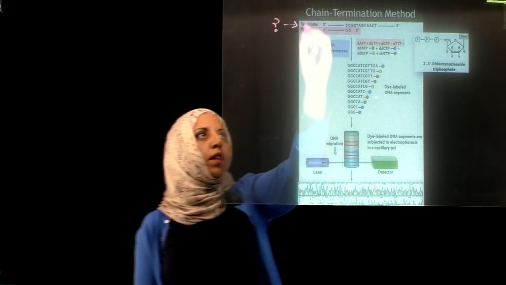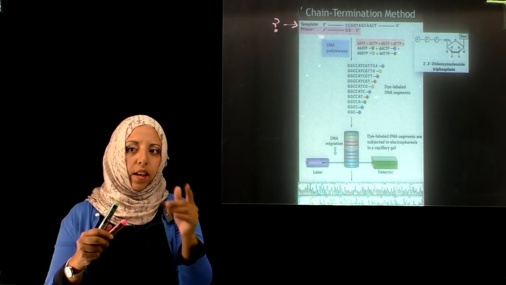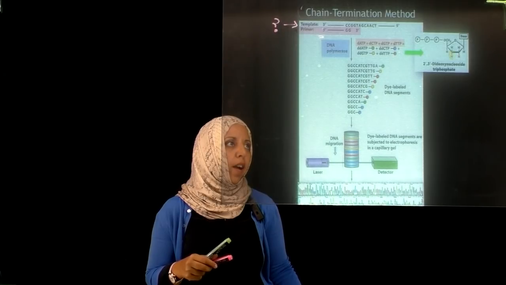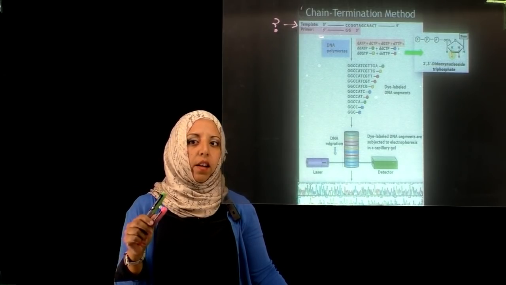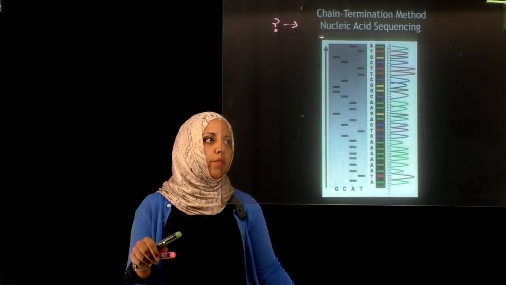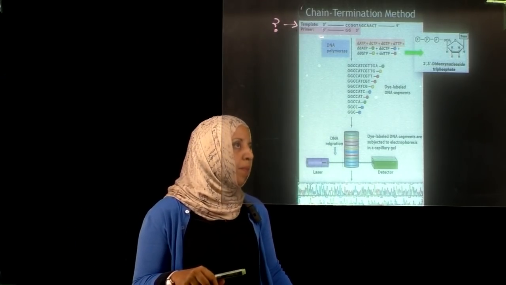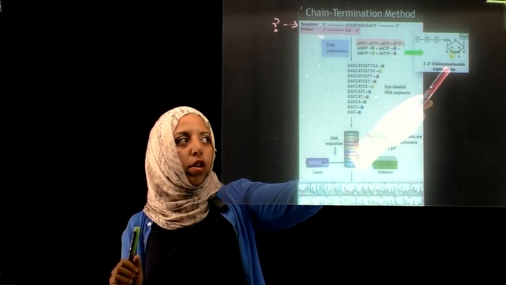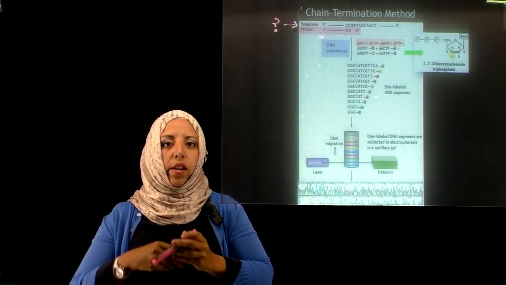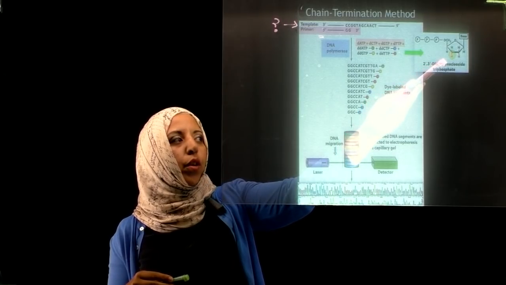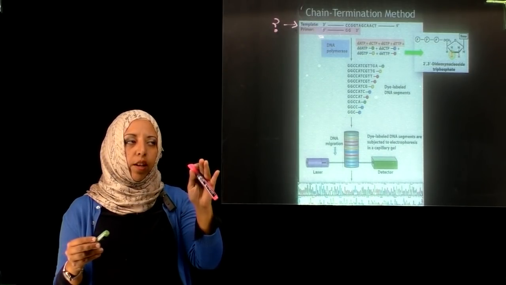Now notice the name of the method is the chain termination method. Suppose you wanted to keep adding incoming nucleotides. What is required is that 3' hydroxyl group, because that's where the phosphodiester bond is formed. If you end up having dideoxynucleotides, which lack that 3' hydroxyl group on the sugar, then synthesis will terminate. DNA polymerase will no longer be able to catalyze the addition of the incoming nucleotide because it requires that free 3' hydroxyl group. So it will terminate, and that's why we call it the chain termination method.